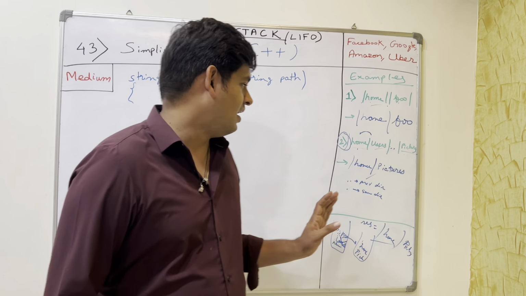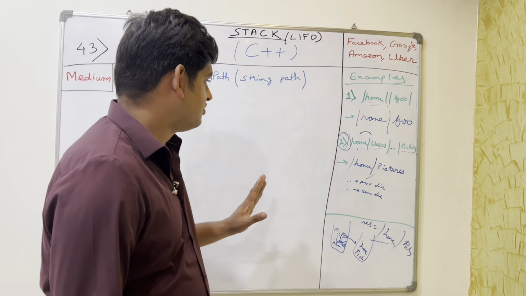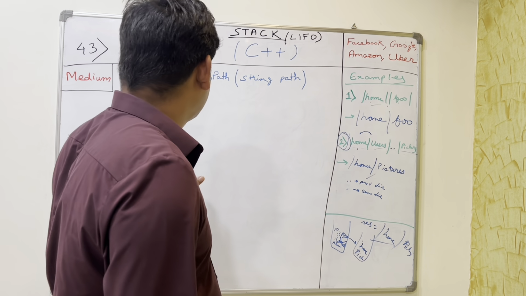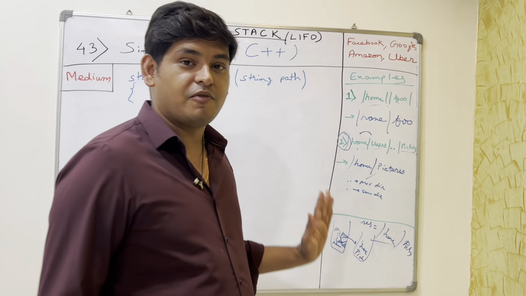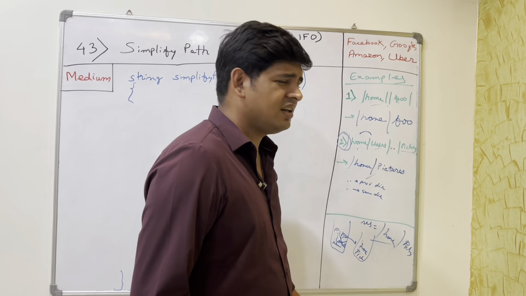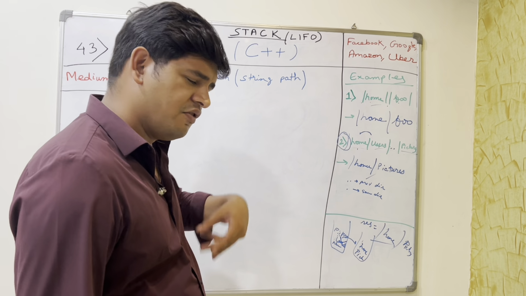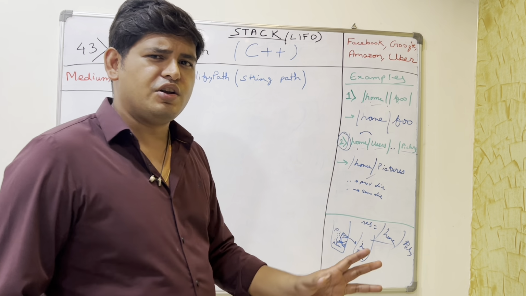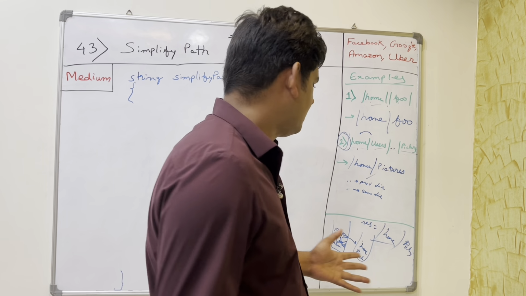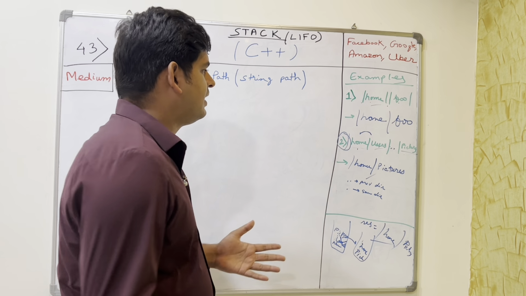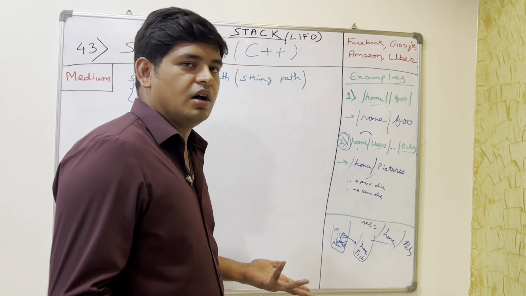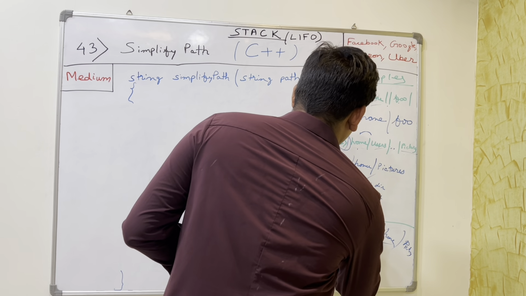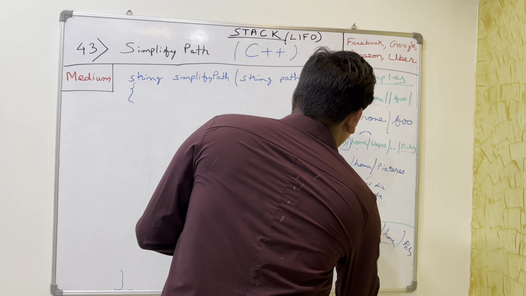So I think the approach is clear now, the intuition, the logic. So let's start doing the pseudocode. What will be the time complexity for this? We will be traversing the string, adding it to the stack, and then reversing the stack. So it would be order of n plus n, and for the space complexity we'll be taking an extra stack. So the time and space complexity would be order of n.